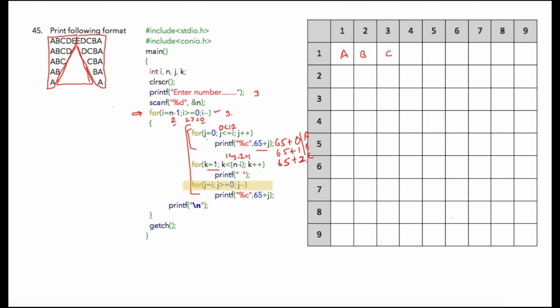But then in the third loop, I'm initializing j with I, which is equal to 2 in this case, and then the condition is j greater than or equal to 0, and then j minus minus. So again this loop will be executed from 2 till 0, that is 3 times, and again the same values will be printed. So values will be 65 plus 2, then 65 plus 1, then 65 plus 0.